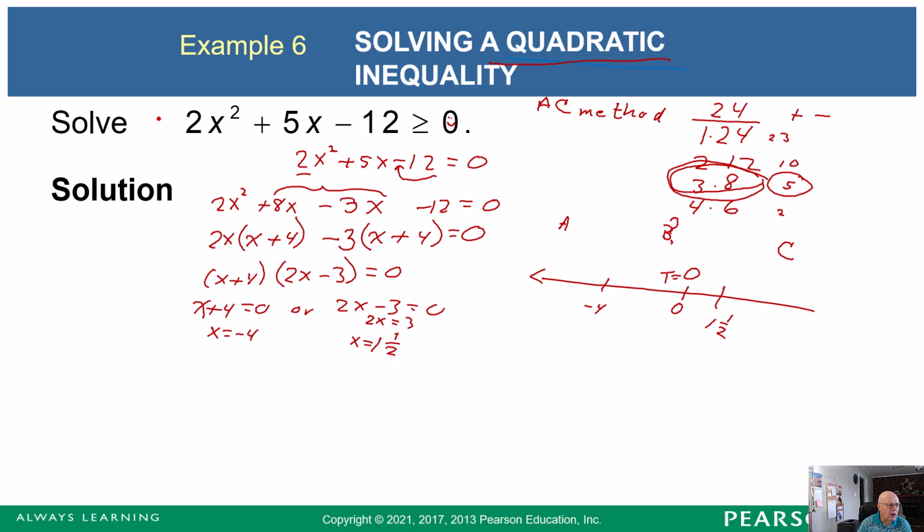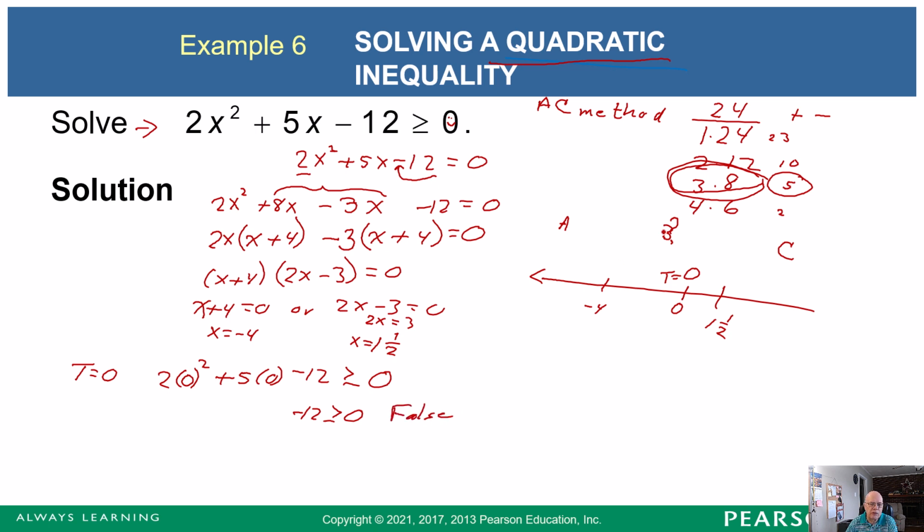So I'm checking to see whether B is the interval I'm interested in. I'm going back to the inequality and I'm going to put my test number in there. So test is 0. So I've got 2 times 0 squared plus 5 times 0 minus 12 greater than or equal to 0. What do I get? Well, the first 2 are zeros. That's pretty handy. So I get -12 greater than or equal to 0. True or false? Well, that's obviously false.